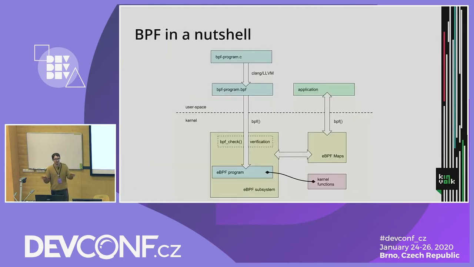I think you had several BPF talks before, but basically how BPF works: you have a BPF program written in C, compiled with Clang and LLVM into BPF bytecode, and then uploaded to the kernel with the BPF system call. The kernel will verify that your BPF program doesn't cause any problem, and then later it will be executed. And your BPF program can communicate with user space through BPF maps.